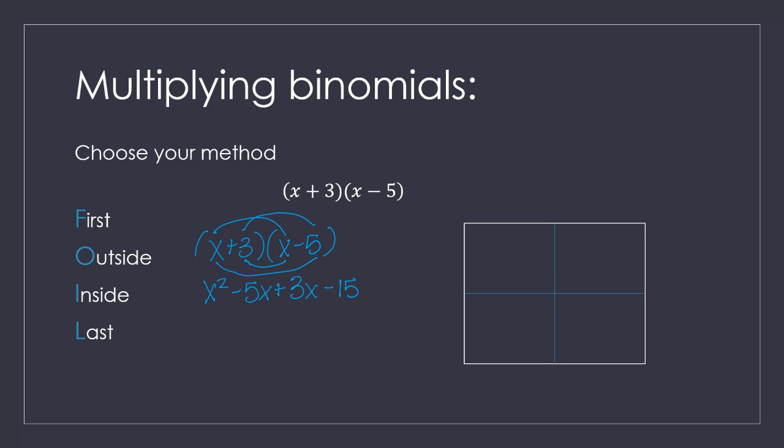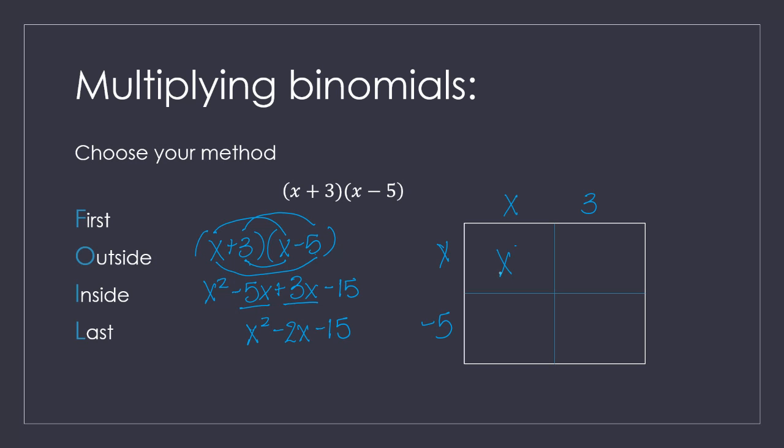There will most likely, almost always, be like terms that you have to combine. You can see that I have a negative 5x and a positive 3x. So I'm going to combine those and get a negative 2x. This is my multiplied binomials, okay? The other method you can use is called the box method, and you simply write your binomials on either side and multiply the pieces. So you can see it's very similar. You're going to end up with the same terms.